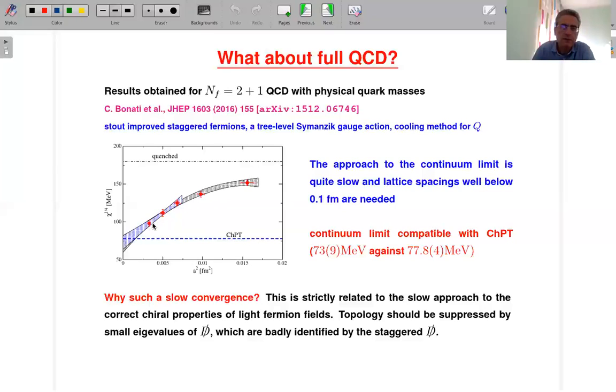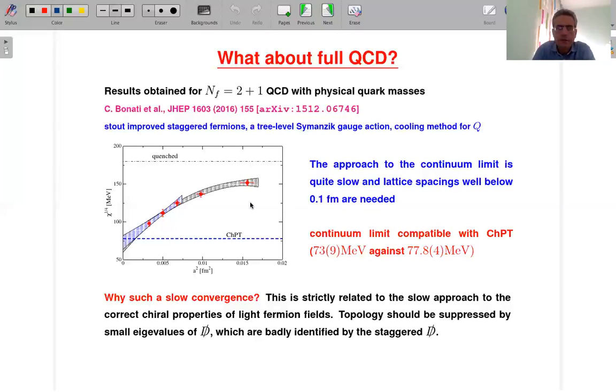Without this point, we would not have been able to correctly extrapolate to the continuum limit. Luckily, the continuum extrapolation is well under control because the two different extrapolations give consistent results, and it is also in agreement with the prediction of chiral perturbation theory. But now the question is why there are such large cutoff effects when you go to full QCD.